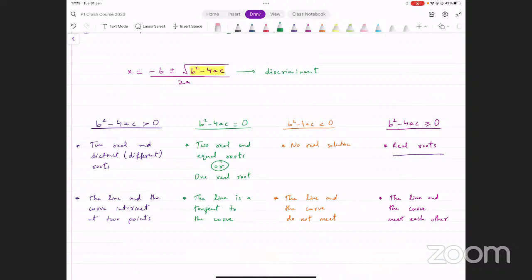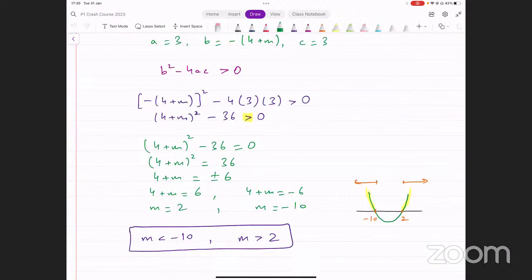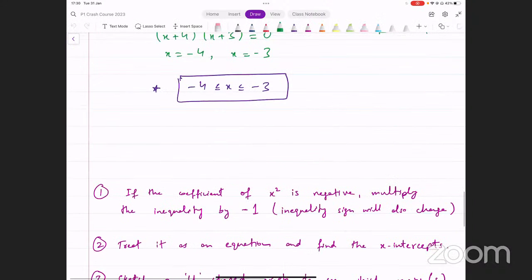All right. So this is how it works. This is how we solve quadratic inequalities. This is the method that you can use for solving any quadratic inequality. This is the summary.